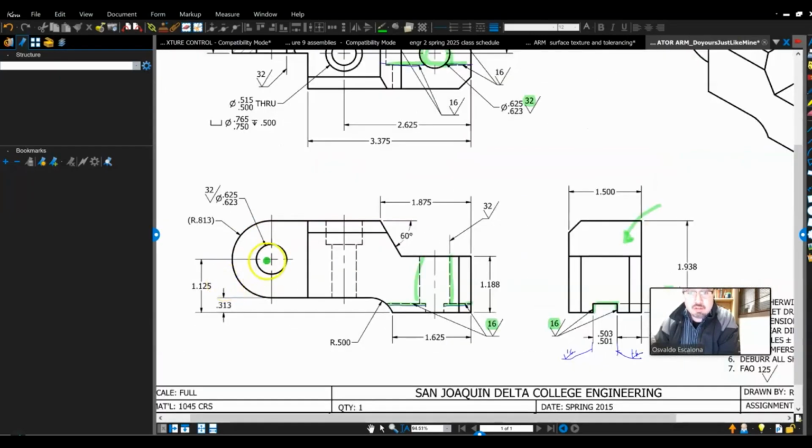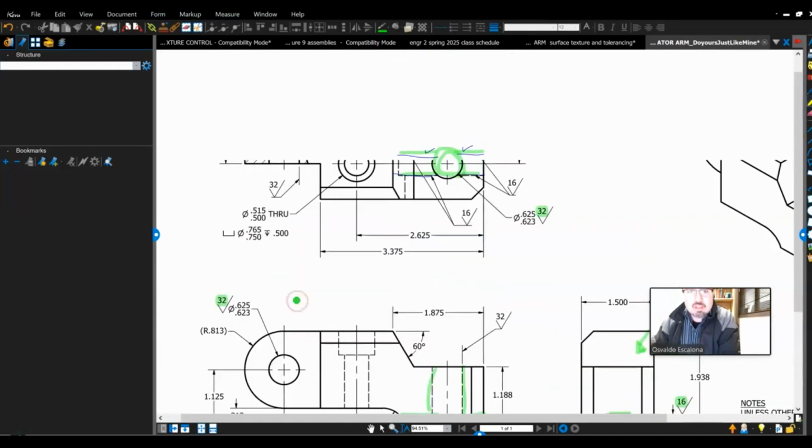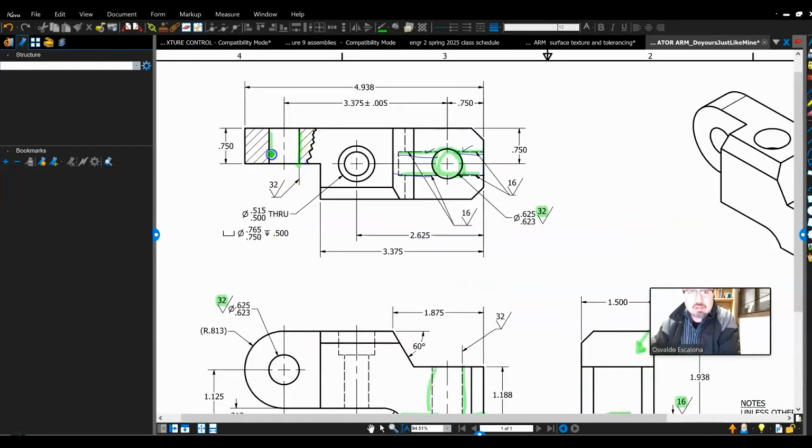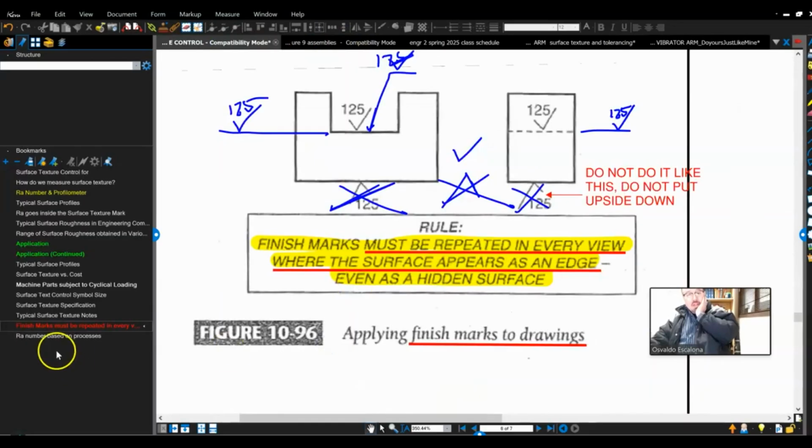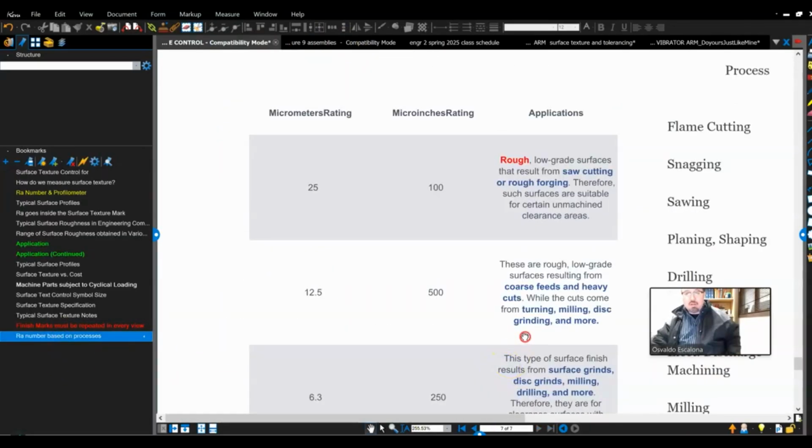It seems to me here I'm telling you also that this hole is supposed to be 32 microinches, and since you see it here as an edge, then you also call it out 32. Boom, done. And this pretty much wraps up the surface texture.